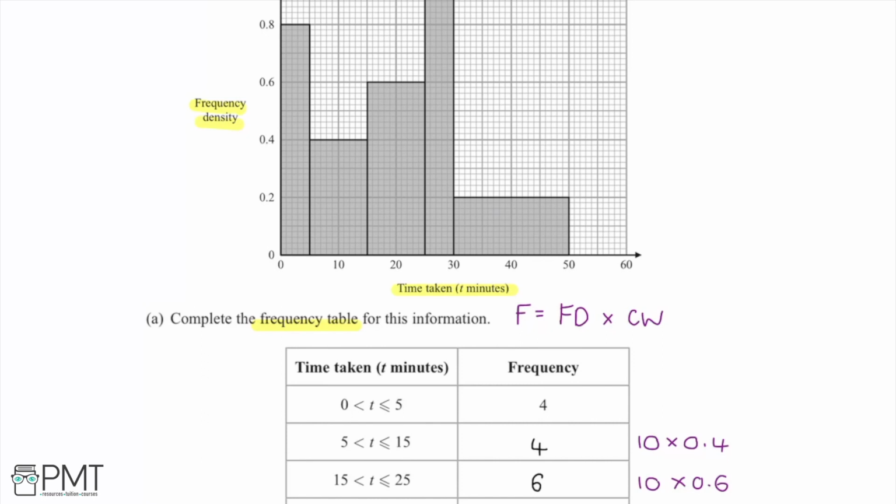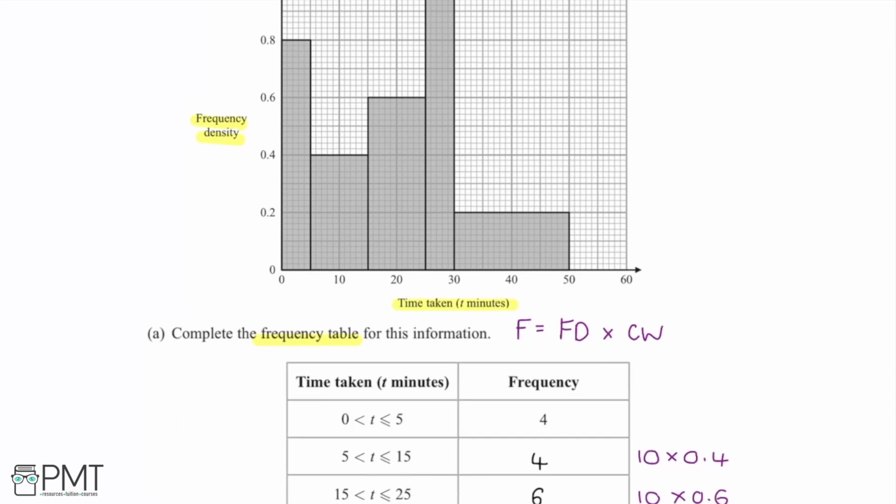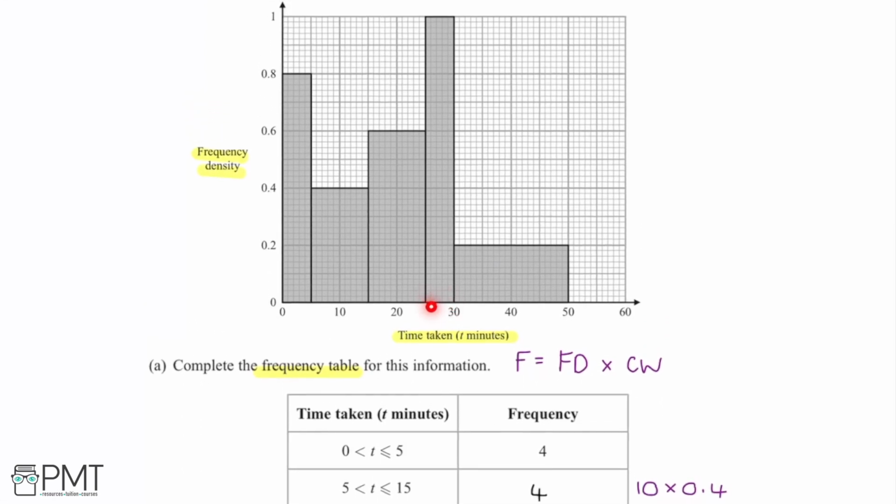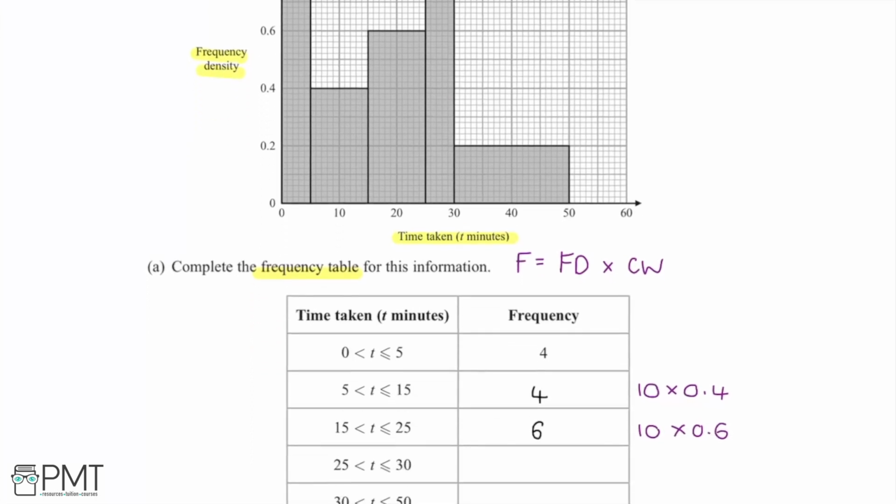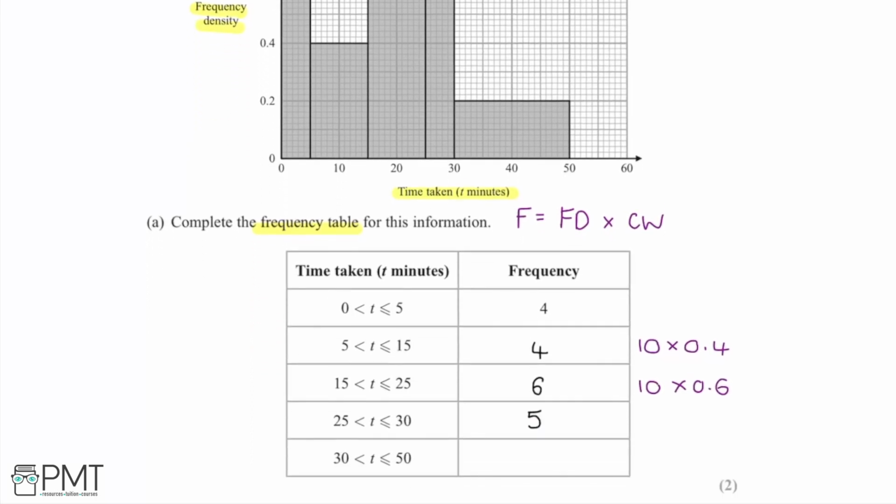And then we can just apply the same principle to the last two. So this one has a class width of 5 this time, 25 to 30, and a height of 1. So 5 multiplied by 1 gives us an answer of 5. And then finally we have a class width from 30 to 50, which is 20. The difference is 20. And the height is 0.2. So 20 multiplied by 0.2 gives us an answer of 4 here.